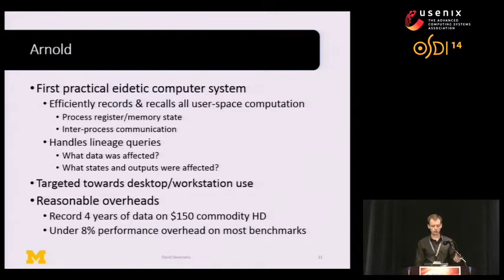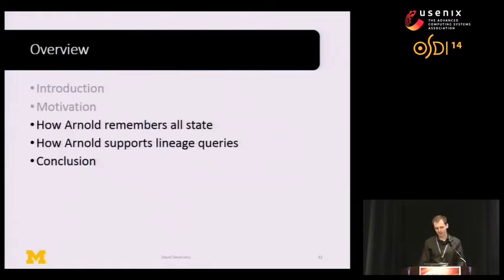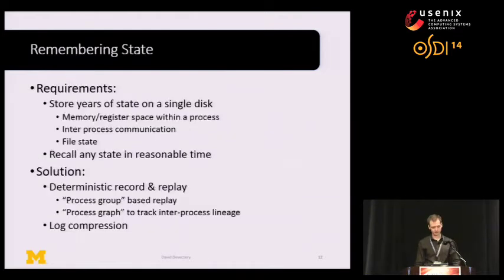We found that we could store 4 years of data in a user study we did on a commodity 150 terabyte hard drive. We also found under 8% performance overhead on nearly all of our benchmarks. And I'll, of course, explain all these numbers later. So I've told you about what an eidetic system actually is, and I've told you about why you want one. Now I'm going to break my talk into two parts. I'm going to tell you about how Arnold remembers all state on your system, and I'm going to summarize that. And then I'm going to tell you about how Arnold supports the powerful lineage queries that I've shown you earlier. Finally, I'm going to conclude.